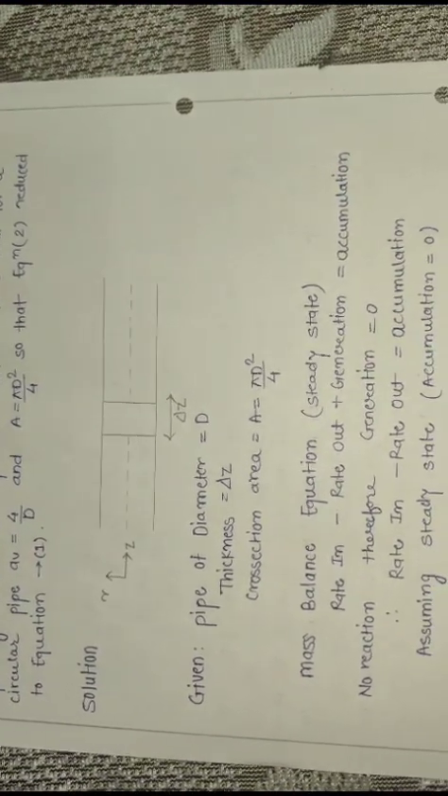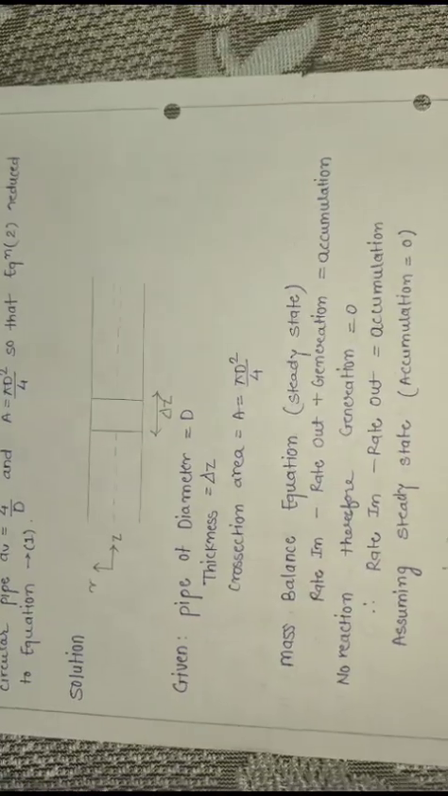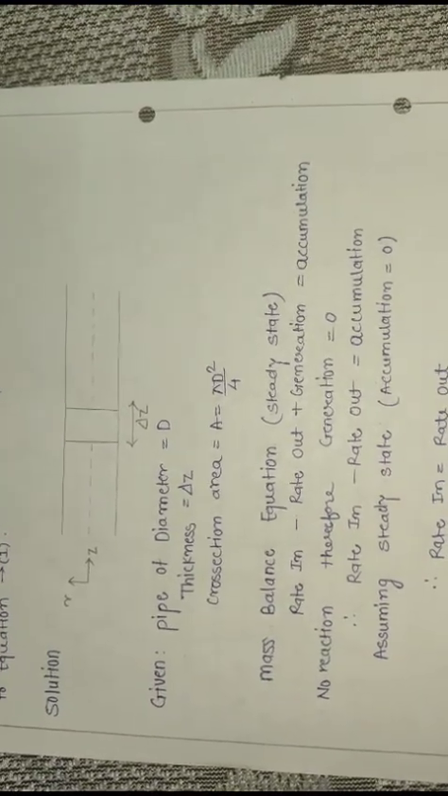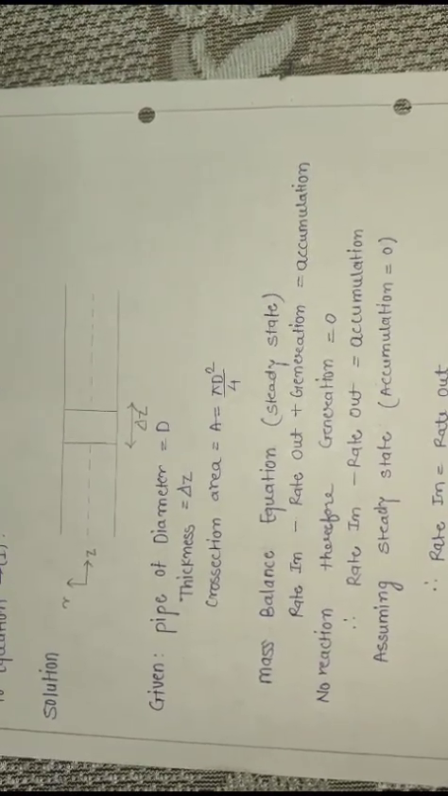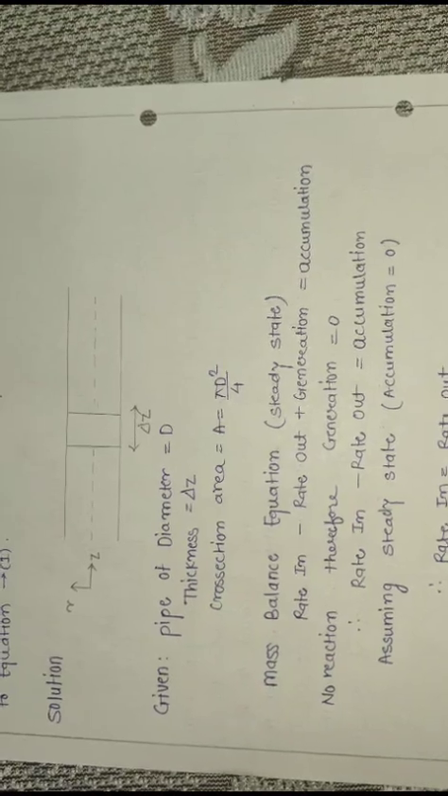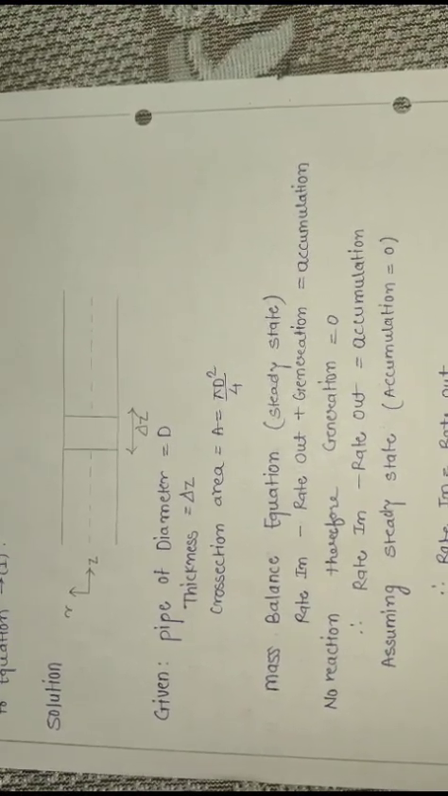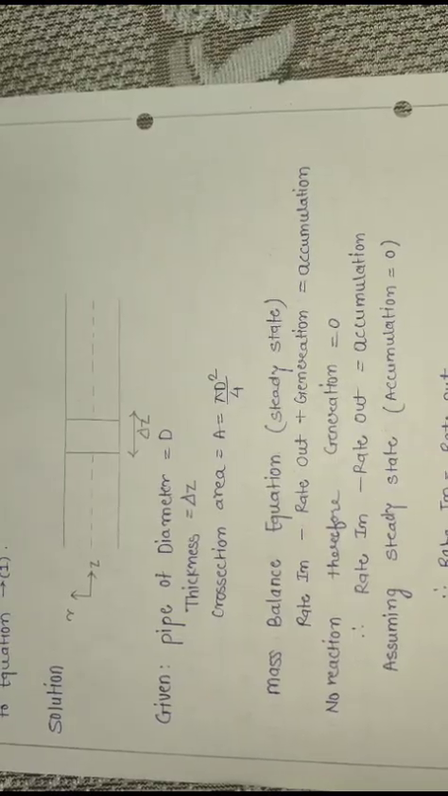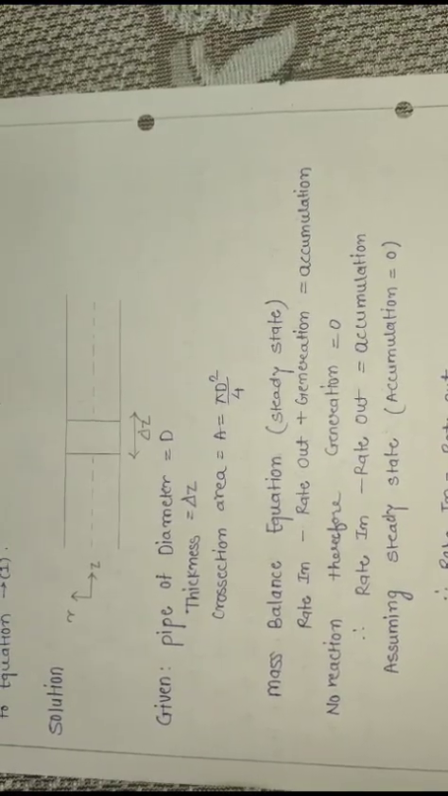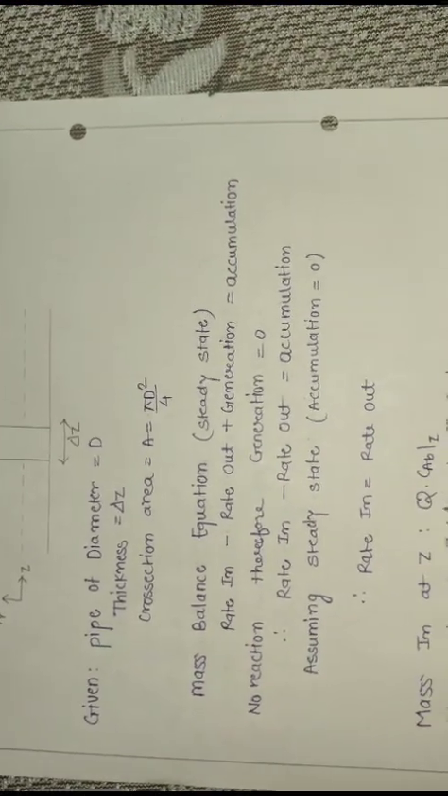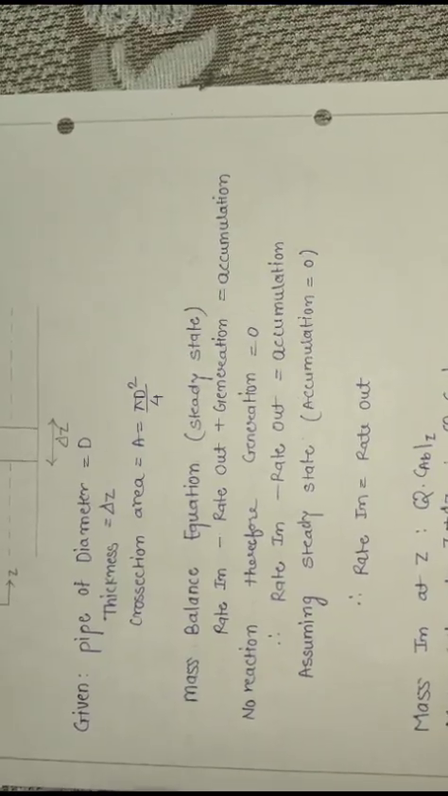Given a pipe of diameter d, thickness delta z and cross-sectional area pi d squared by 4. We will apply a mass balance equation, that is mass in minus mass out plus generation equals accumulation. So we consider a steady state, therefore accumulation is 0 and there is no reaction taking place, so the generation is also 0. Therefore rate in equals rate out.